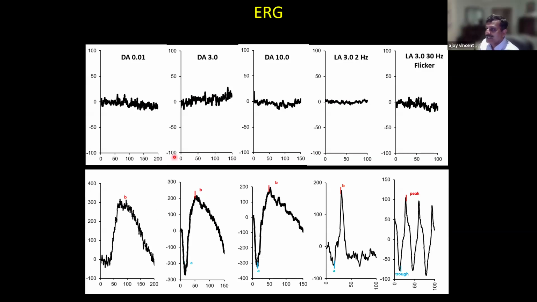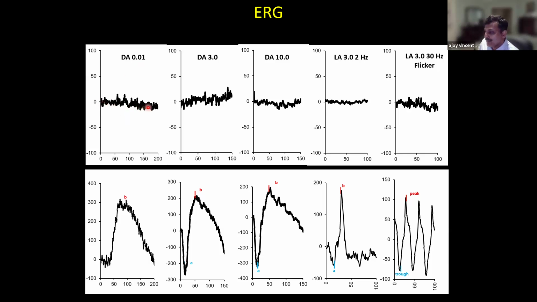And in all the examples that I will show, the top panel will be from the patient, and the bottom panel will be from an age-similar control. So you have to always have comparison with the control. So here, if you look at the dark adapted 0.01 response, it is flat or non-detectable.